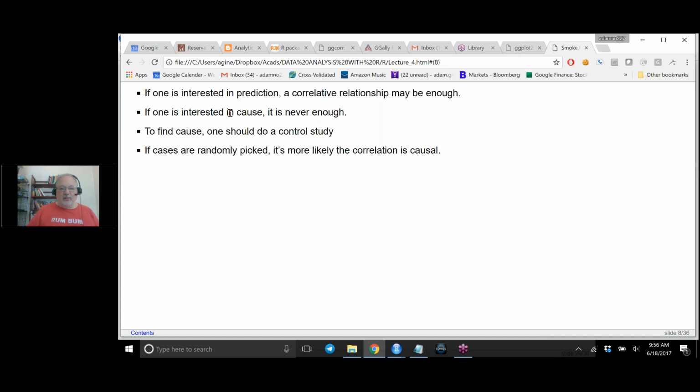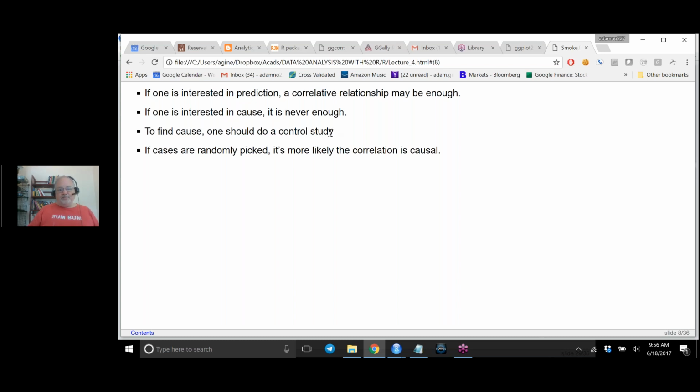So if you were going to use the study to predict who was more likely to get cancer, it was fine. But if you're interested in saying we need to tax cigarettes, or we need to ban cigarettes, or we need to warn people about cigarettes because cigarettes cause cancer, that study wasn't enough. And to find cause, one has to do a controlled study.